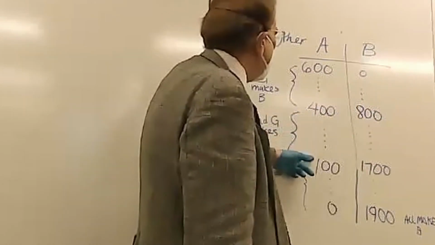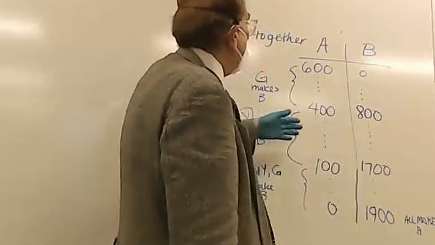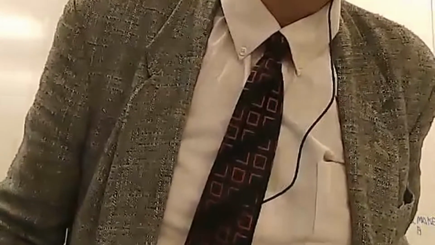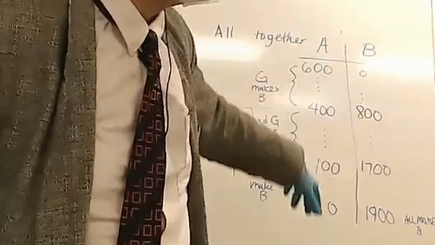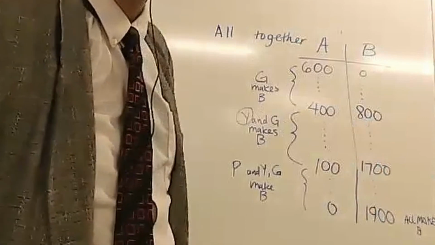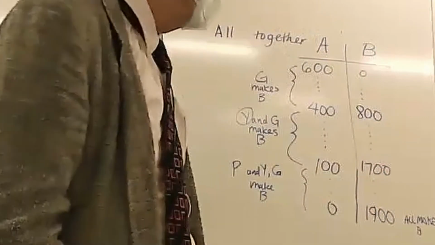As you move into making even more B than that, two things happen. Number one, the cost goes up of making B as you make more B, because you're going down the table, making less A, making more B. As you make more B, the price goes up, because now you have to turn to a higher cost producer, which is yellow.